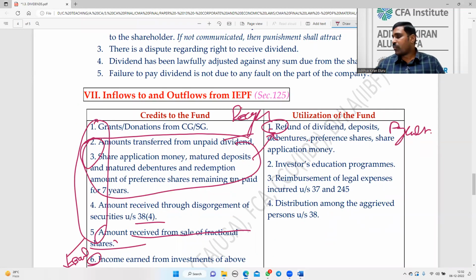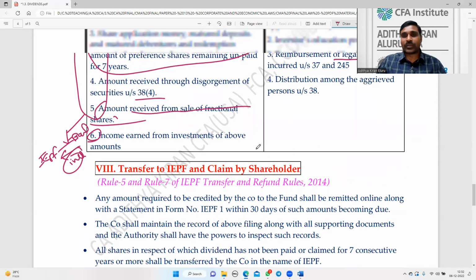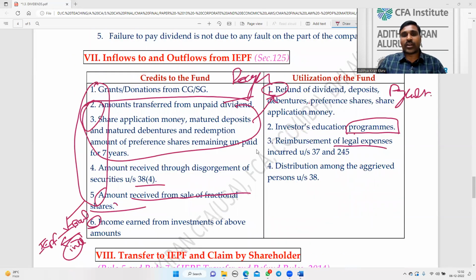Next, IEPF will utilize that amount for conducting seminars, TV channel programs on awareness of the stock market, investing in company shares, etc. So to conduct free seminars or free TV programs on TV channels, IEPF will utilize that amount. Next, reimbursement of legal expenses incurred under section 37 and 245.